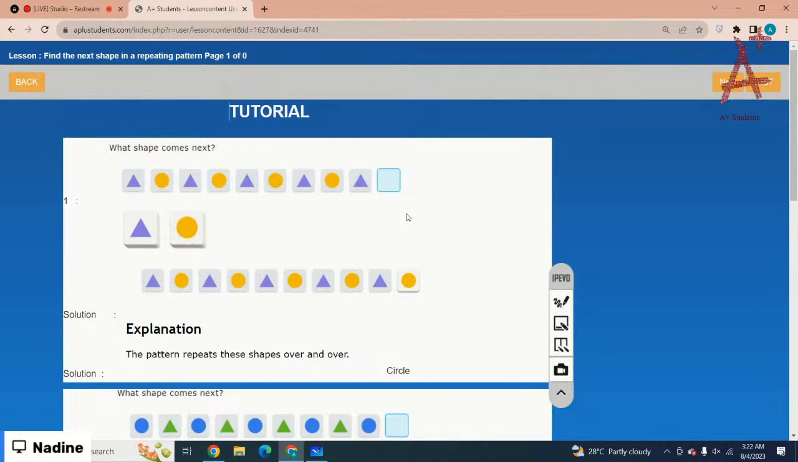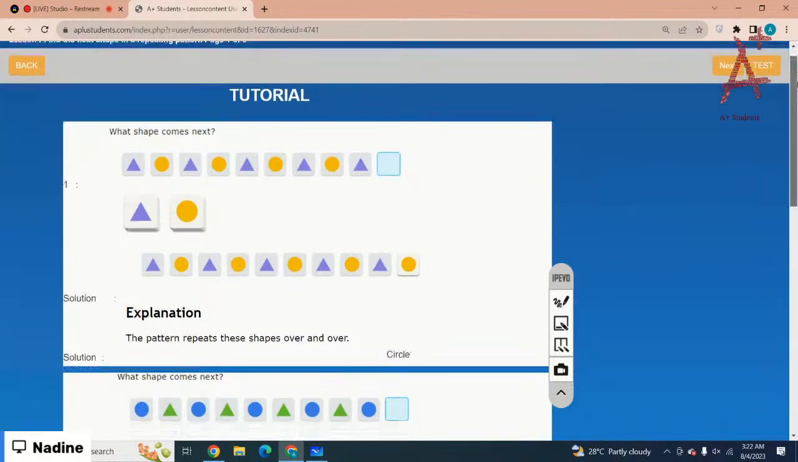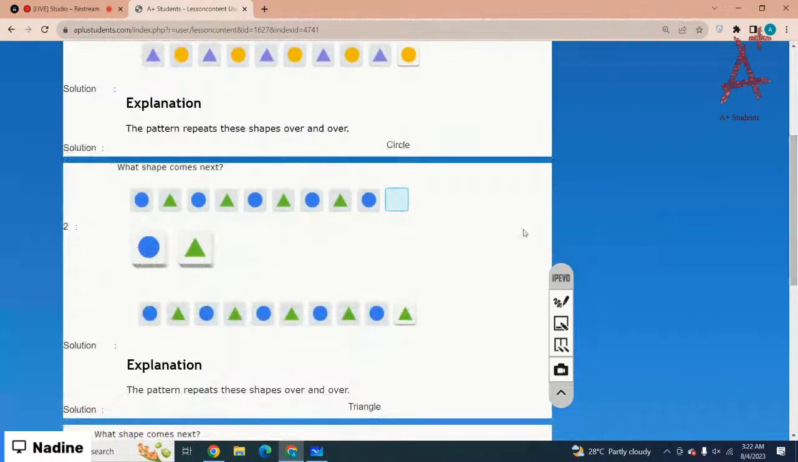Okay, the next one is: what shape comes next? Just look at the pattern. The pattern repeats these shapes over and over. So circle, triangle, circle, triangle. That means right after the circle you must have a triangle. Here the last one is circle, so the next one would be the triangle, right?